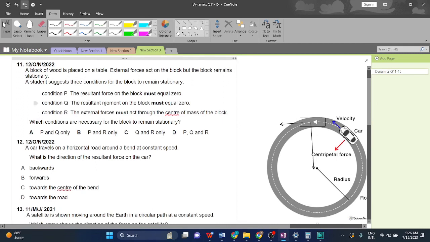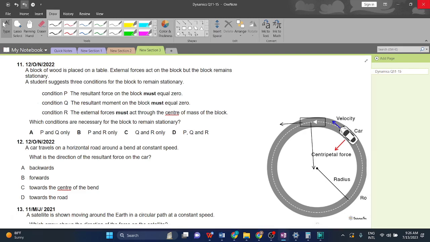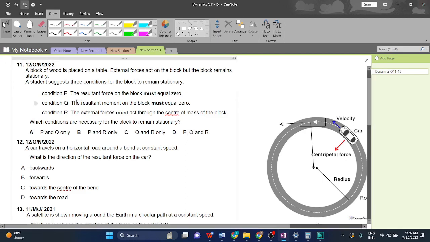Q. The resultant moment on the block must equal zero. For the object to stay in equilibrium, two things must be taken into account. Two things: one is that the resultant moment should be zero, and the second one is that the resultant force should be zero. Right? So both P and Q are correct.